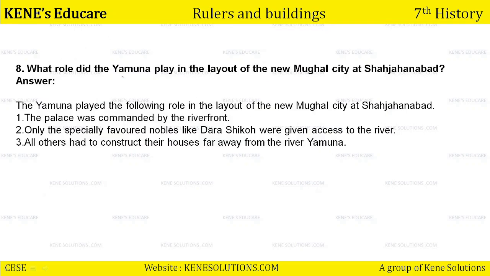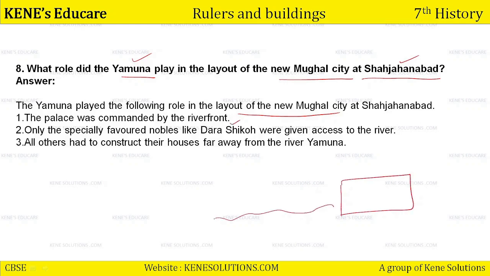What role did the river Yamuna play in the layout of the new Mughal city, Shahjahanabad? Okay? So basically we have to tell what was the importance of Yamuna with regard to the new Mughal city, Shahjahanabad. The answer is, Yamuna played the following role in the layout of the new Mughal city at Shahjahanabad. First thing, the palace was commanded by the riverfront. So here is the palace, here is the river flowing.